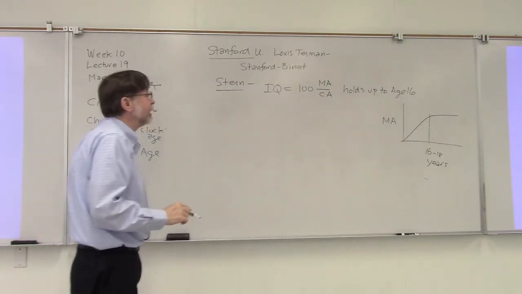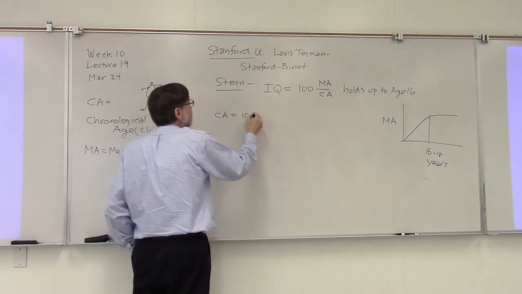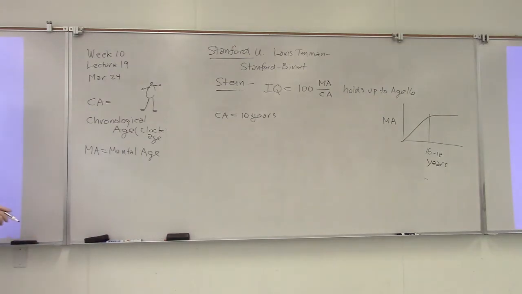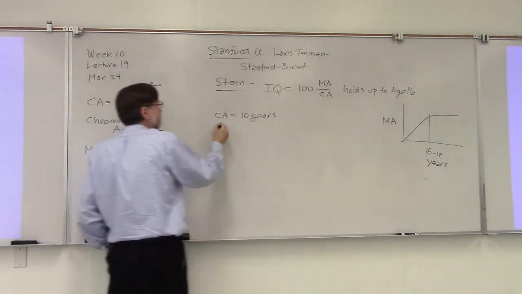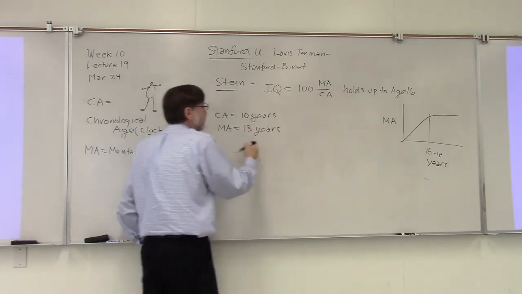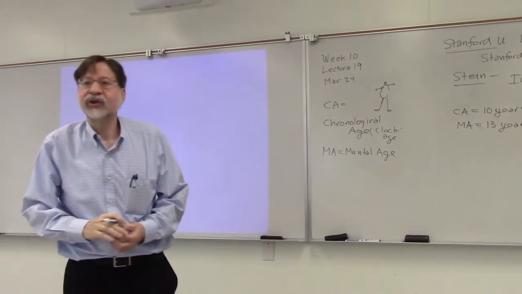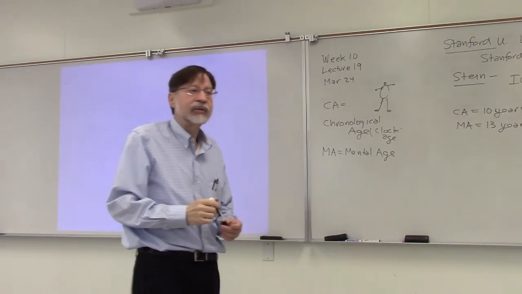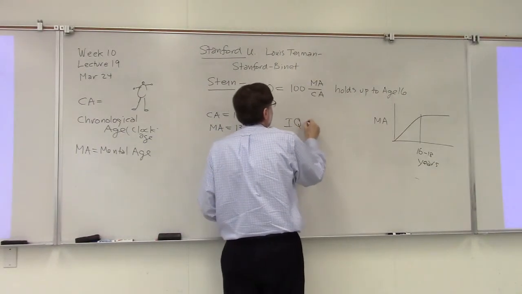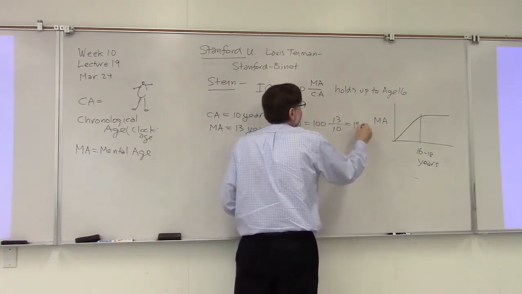So let's look at somebody who's age 10. Let's say somebody has a chronological age equal to 10 years, but their mental age is like a 13-year-old. In other words, this kid is 3 years ahead of the average kid of their same age in terms of what they can do on a test. Well, then their IQ would be equal to 100 times 13 divided by 10, that's equal to 130.